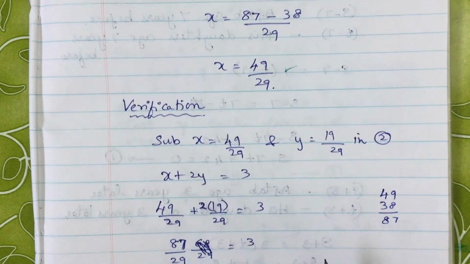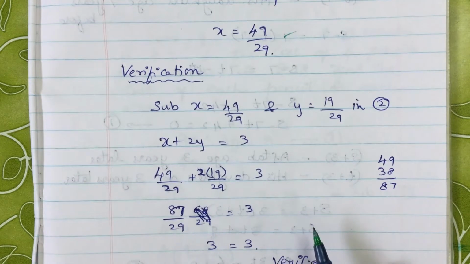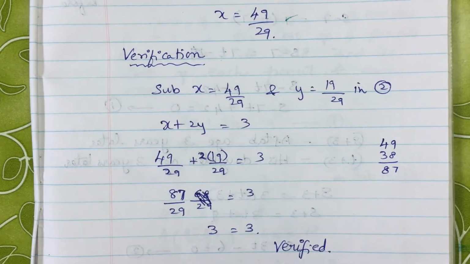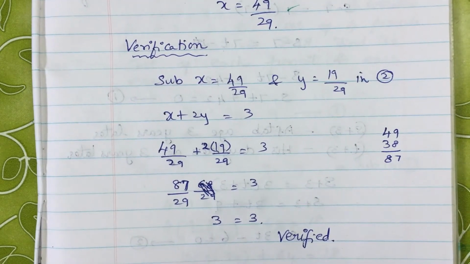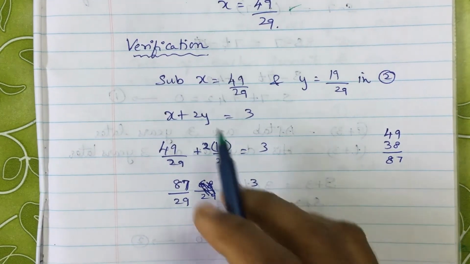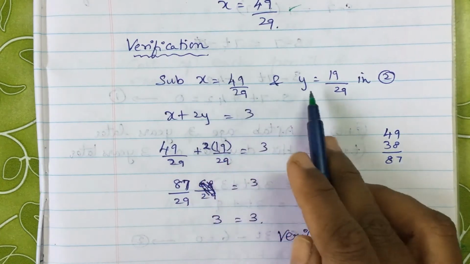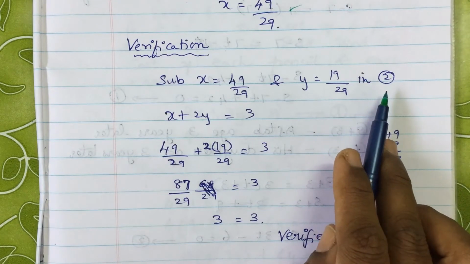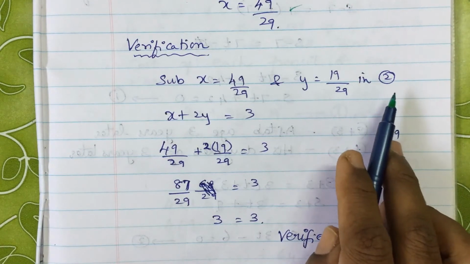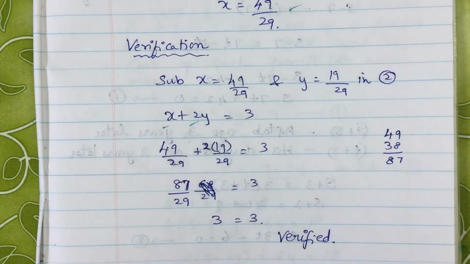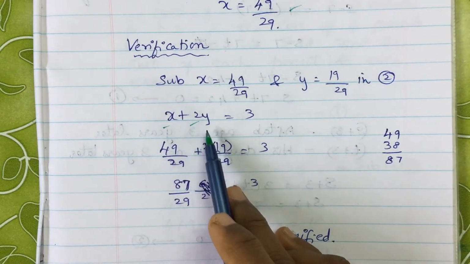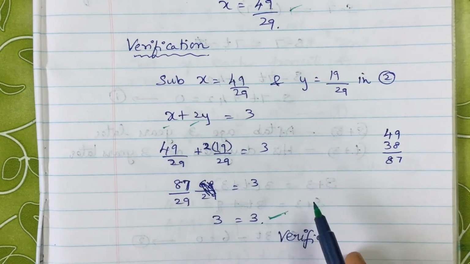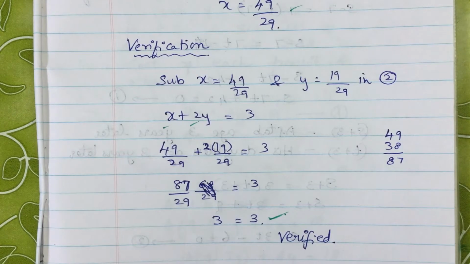So these types of problems always need verification. For the first problem alone I have given verification. For other problems it is your responsibility to do the verification. Okay, so for verification, I substituted x is equal to 49 by 29 and y equal to 19 by 29 in the equation. You can substitute in either of the equations, either 1 or 2. I have taken equation 2 because my coefficients are very simple over there. So x plus 2y equal to 3. After substitution I am getting 3 equal to 3. Therefore the answers I found out are right.